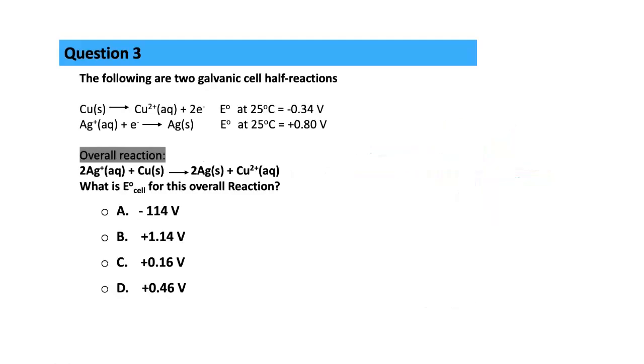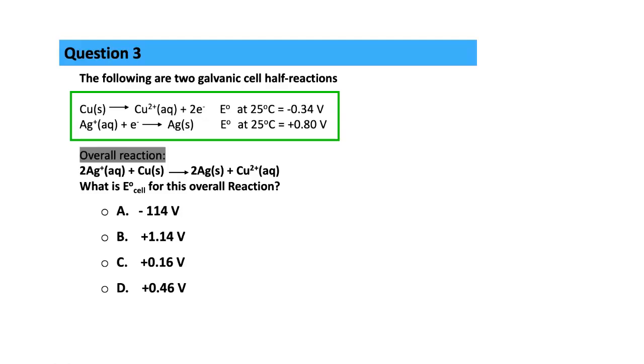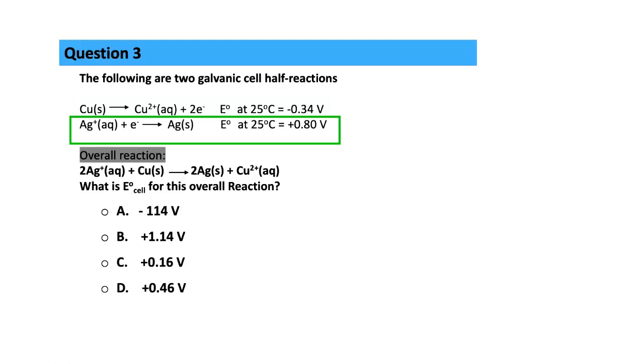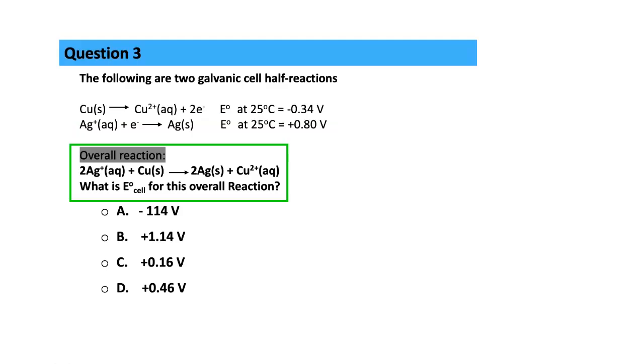Question 3. The following are two galvanic cell half reactions. If you look at the top half reaction, copper gets oxidized, giving up 2 electrons. In the bottom half reaction, silver is reduced. It gains 1 electron. Now, look at the overall reaction. Copper is oxidized, and silver gets reduced.